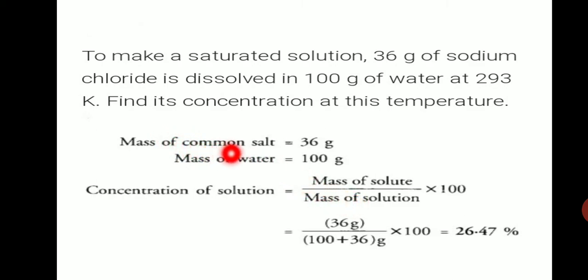So what is the mass of the solute? 36 gram. Mass of the solvent? 100 gram. How to find out the mass of the solution? 36 plus 100, so 136. So substitute in this equation. Mass of the solute 36, mass of the solution 100 plus 36, 136, into 100. What we get is 26.47%.